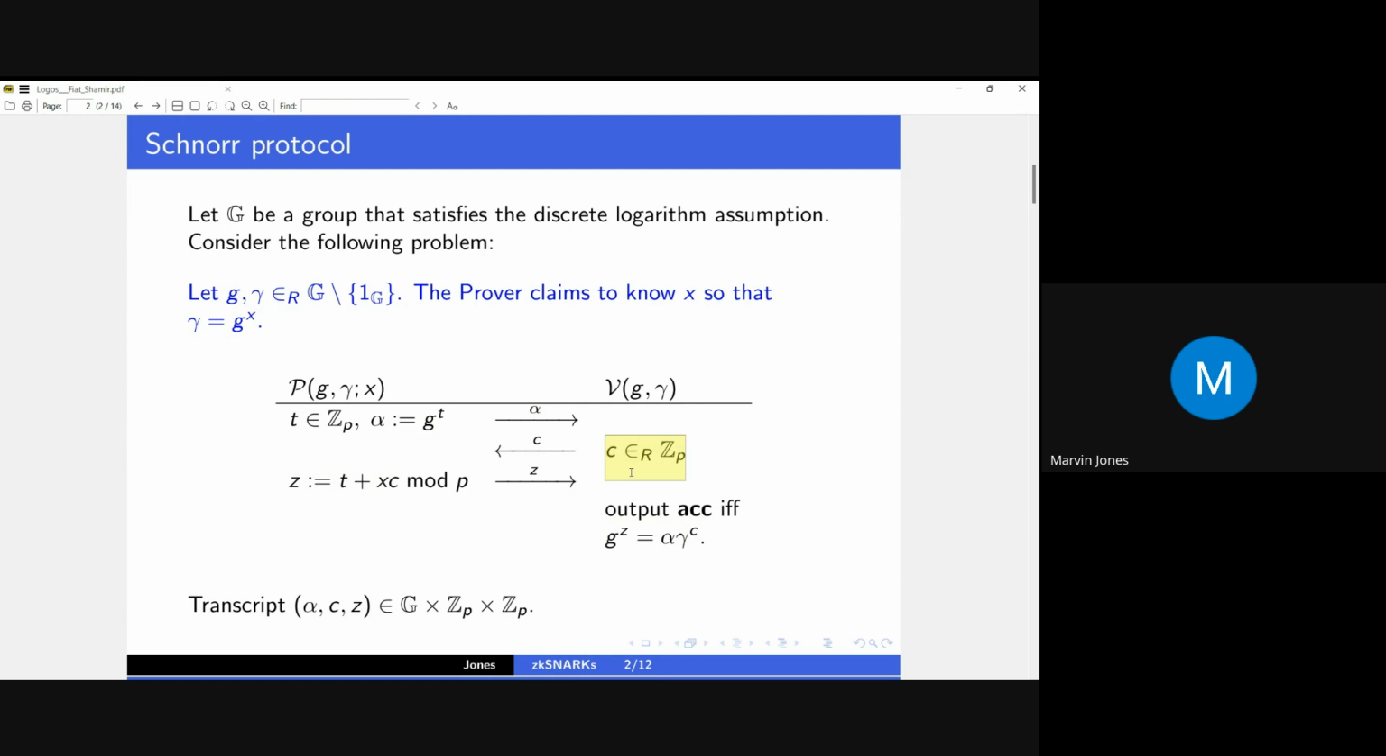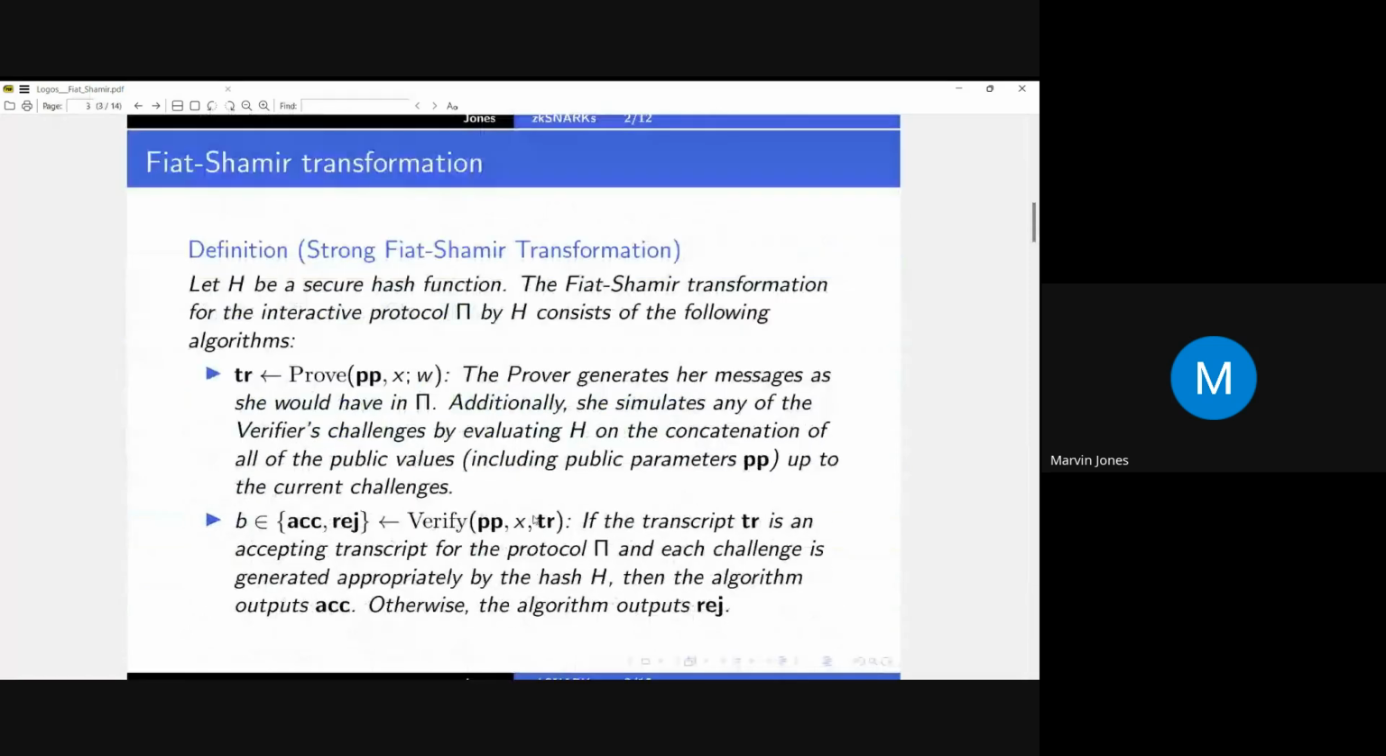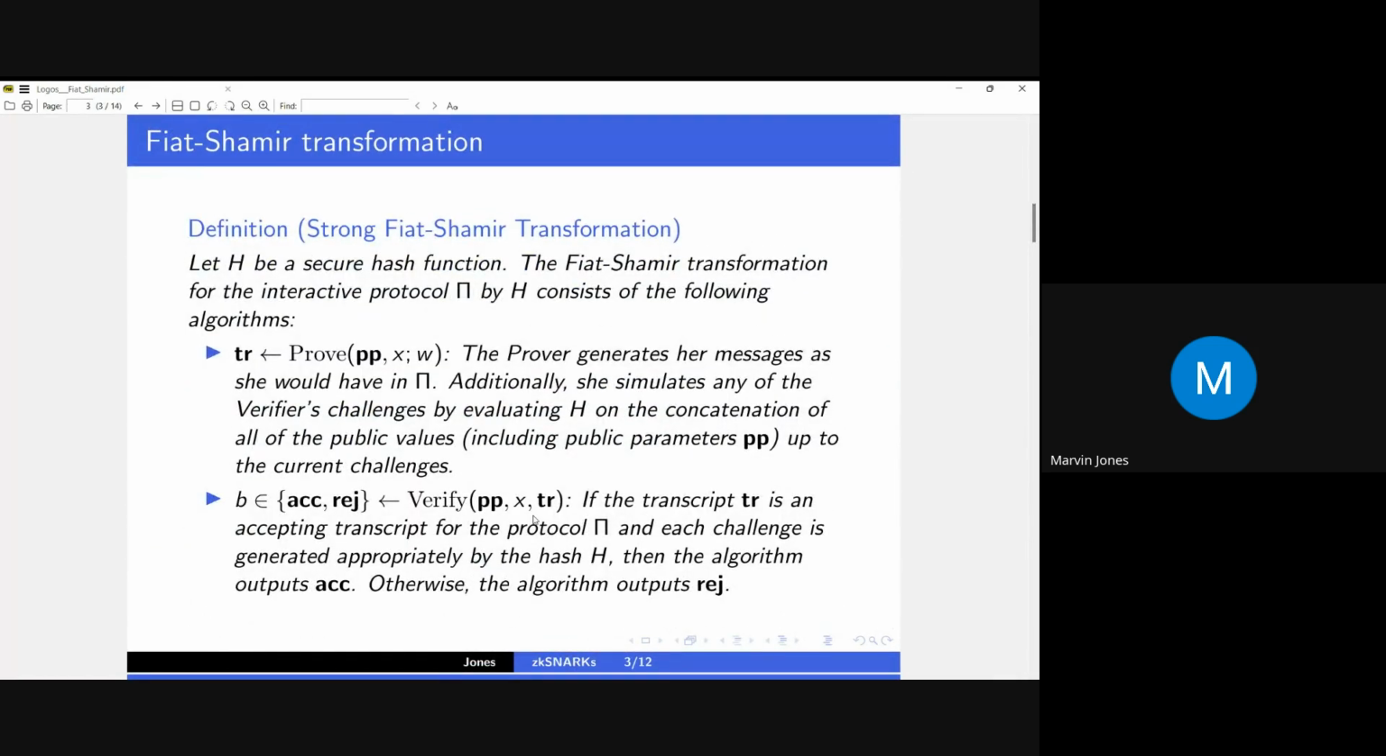Well, not get rid of the c, but the c needs to be computed by the prover. But we need to do it in such a way that we have assurances that it is random and independently selected based on alpha. And that's where the Fiat-Shamir transformation comes into play.